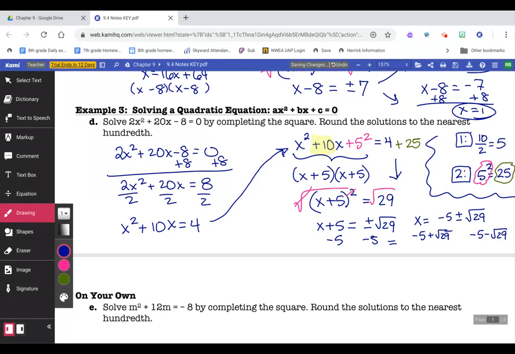And when you do this, you end up with approximately 0.39, or 39 hundredths, for this answer. And over here, you get approximately negative 10 and 39 hundredths. And those are your 2 answers.